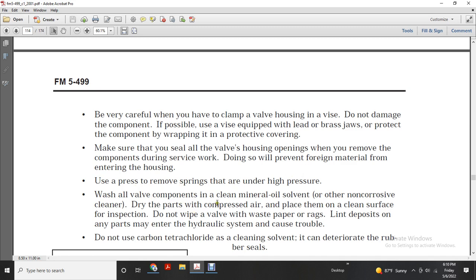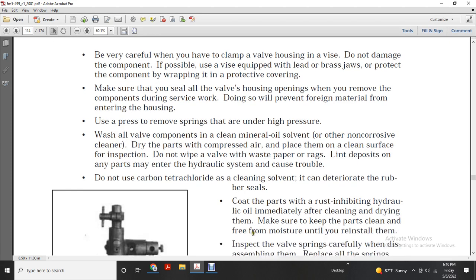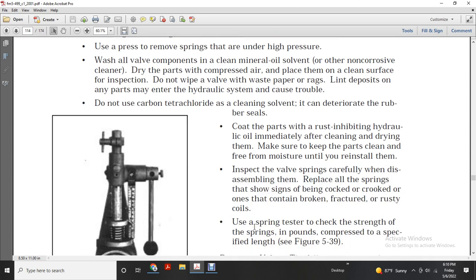When all the valve components are clean, use mineral oil on the surface, not corrosive cleaning, and dry the parts with compressed air. Place them on a clean surface for inspection. Wipe the valve with paper, not rag, since lint deposits on any of the parts could enter the hydraulic system. Do not use carbon tetrachloride as a cleaning solvent, as it will deteriorate the rubber seals. Coat all the parts with rust-inhibiting hydraulic oil immediately after cleaning and drying them. Make sure to keep the parts clean and free of moisture until they are reinstalled.